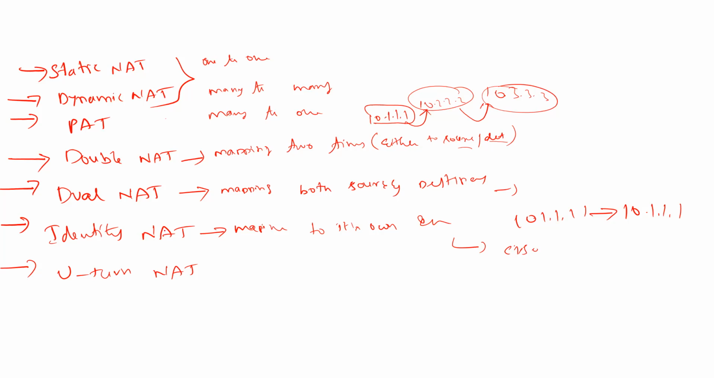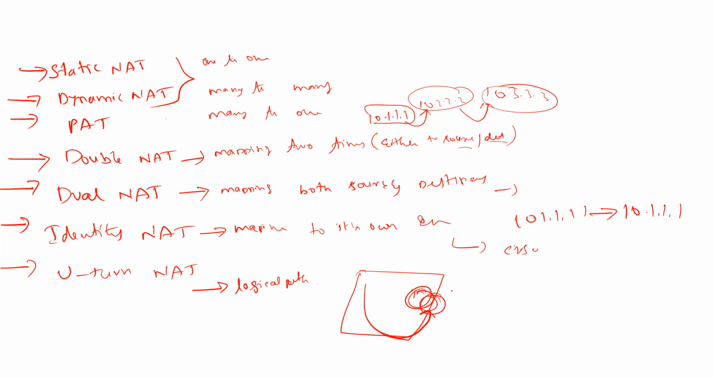So we have one more thing called U-turn NAT. U-turn NAT is a kind of logical path. Suppose we have a server that has both an internal and an external IP address. Accessing this server, which is inside the network, with the public IP address is called U-turn NAT. It's a logical path for how users access the internal resources by using the external IP address.